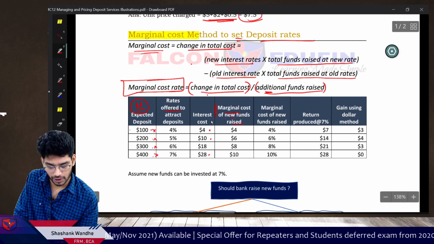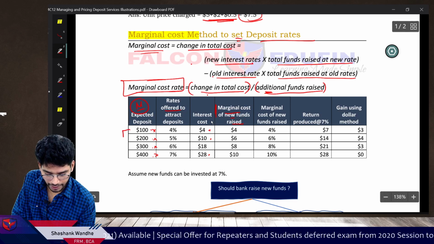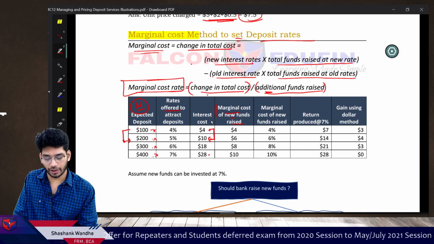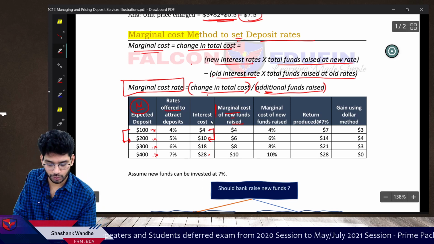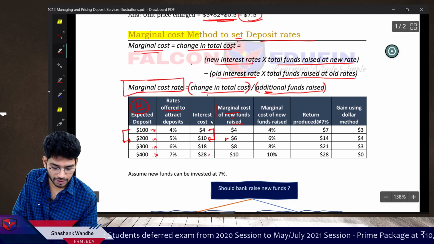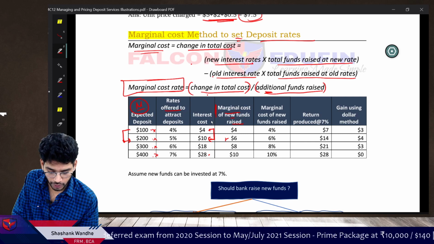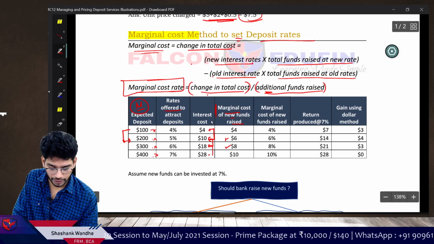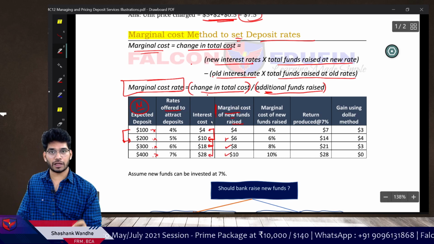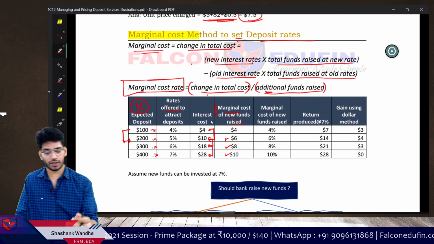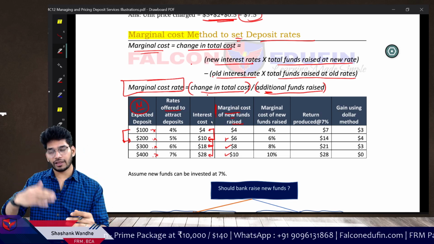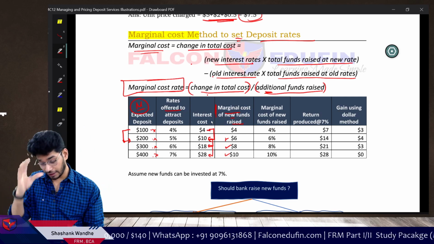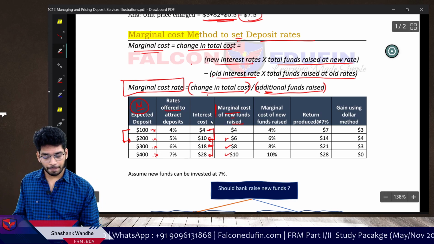Now, next, marginal cost of new funds raised. What is the marginal cost? That is, from going 100 to 200, what is the additional cost you are incurring? So for going from 100 to 200, your additional cost incurred is $6 million. From going 200 to 300, your additional cost incurred is $8 million. From going 300 to 400, your additional cost incurred is $10 million, right? This is the marginal cost of raising new funds. It is simply, if you use the previous slab, what was the cost for the new slab? What is the difference between these two? Okay, so this is very simple.